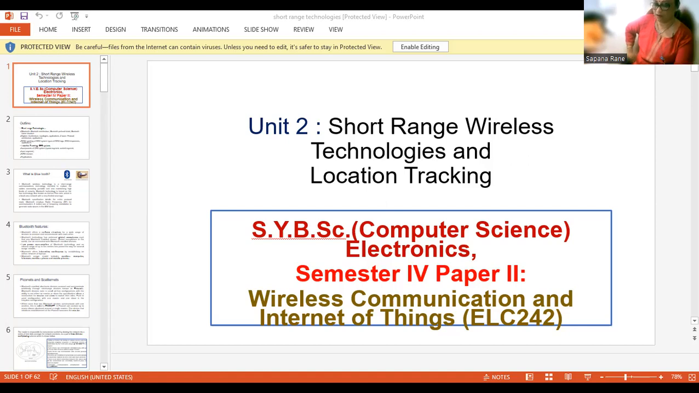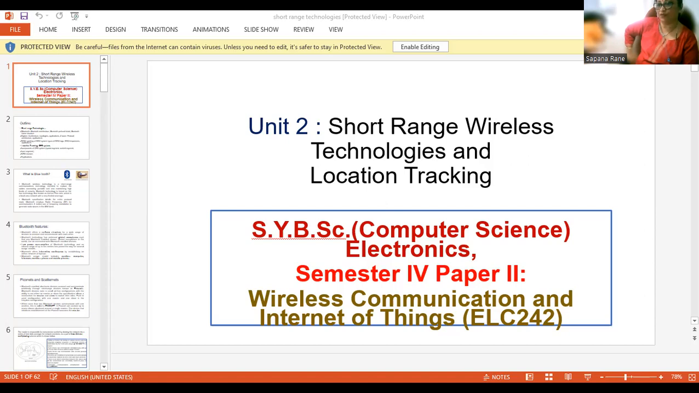Okay, now what is Bluetooth technology? Bluetooth technology is a short range, low cost and power efficient wireless technology. And why is it used? It is used to exchange data. The data exchange may be point to point, it may be point to multi-point, etc.